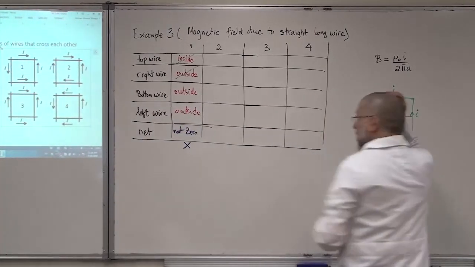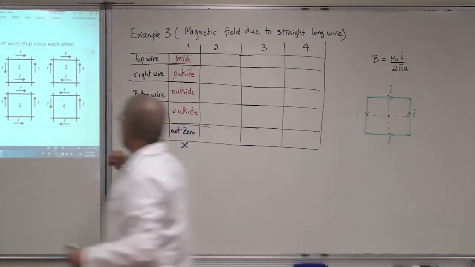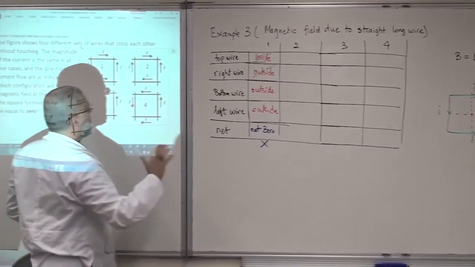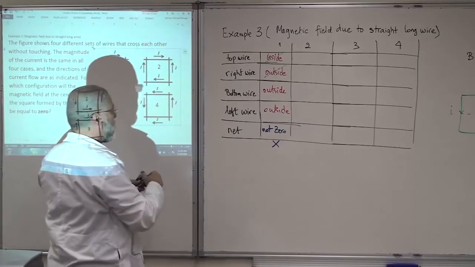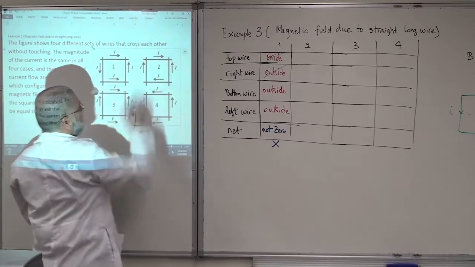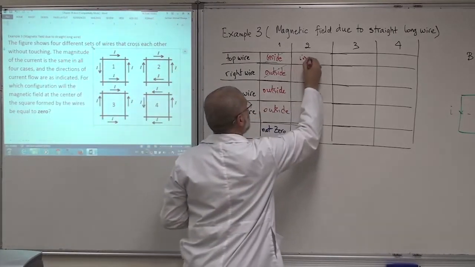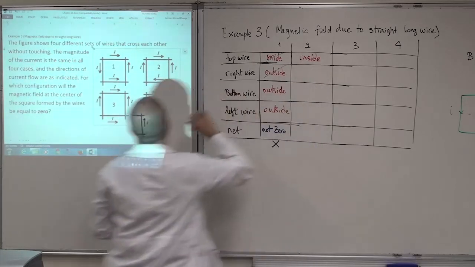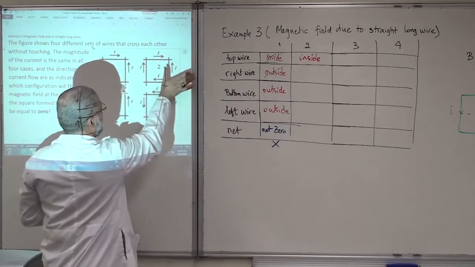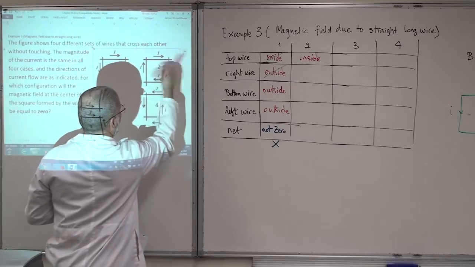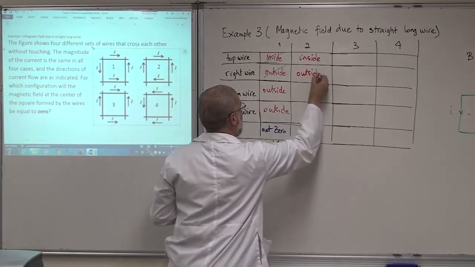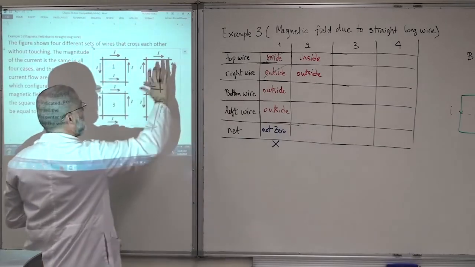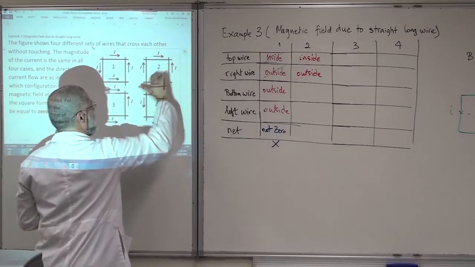So this cannot be. Clear. Now let's go to configuration number 2. In number 2, let's do it directly now, since you already got the idea. Let's look at the top wire. The magnetic field is inside. The right wire, the magnetic field rotates outside. The bottom wire, the magnetic field is inside. You can see it inside.